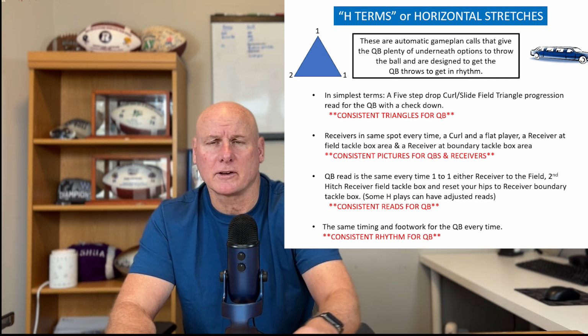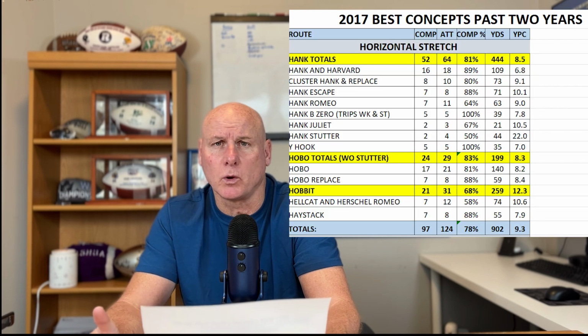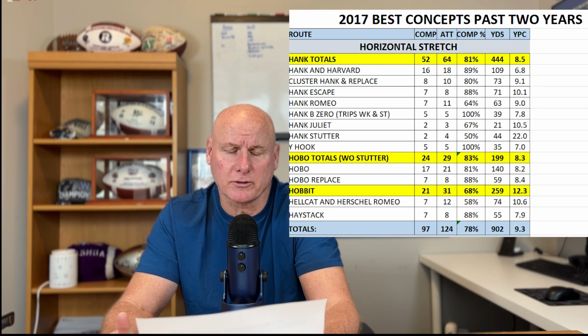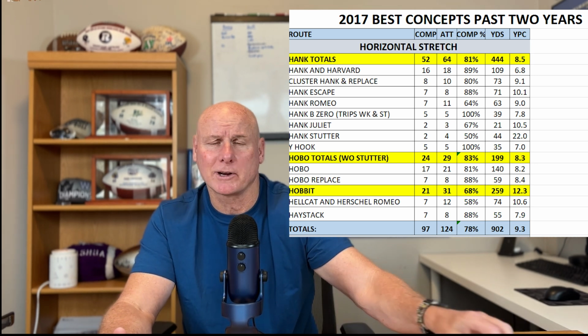It's a consistent play. For me, these are the totals for 2 seasons, 2016 and 2017. The H terms for me were 97 of 124, 78%, almost 80% completion, 902 yards, 9.3 yard average. So, like I said, these were things I want to get the quarterback in rhythm.